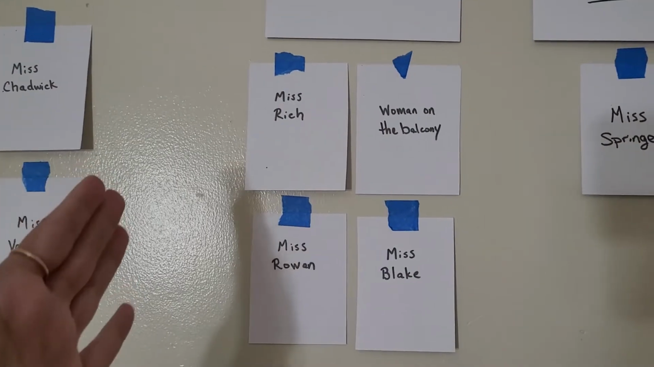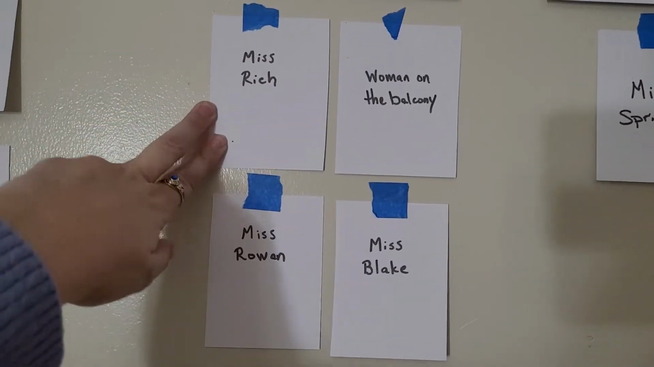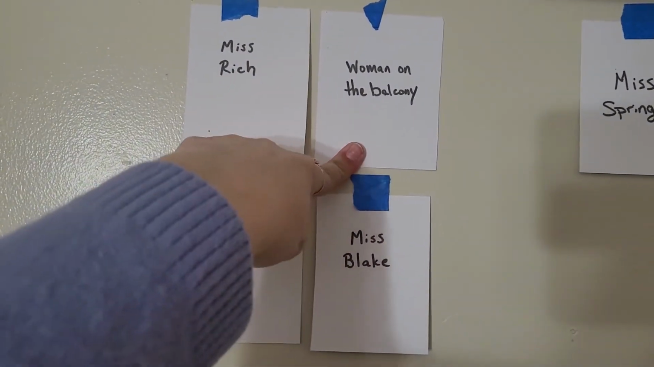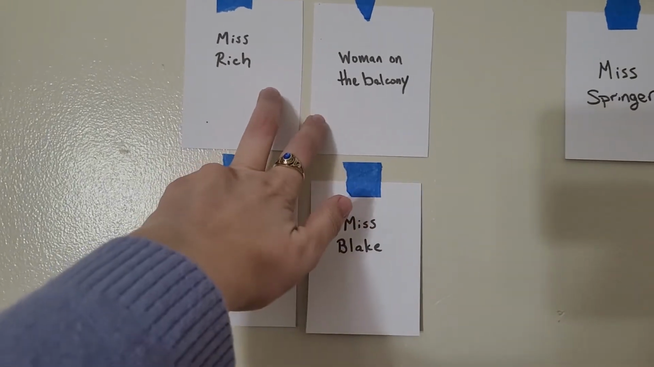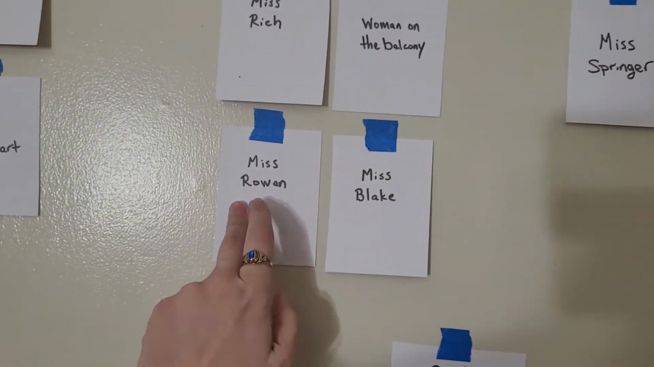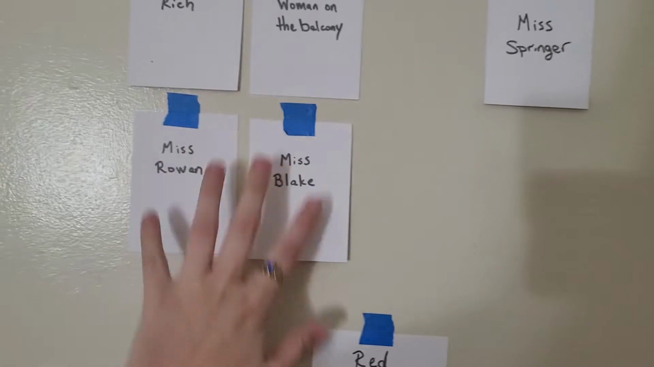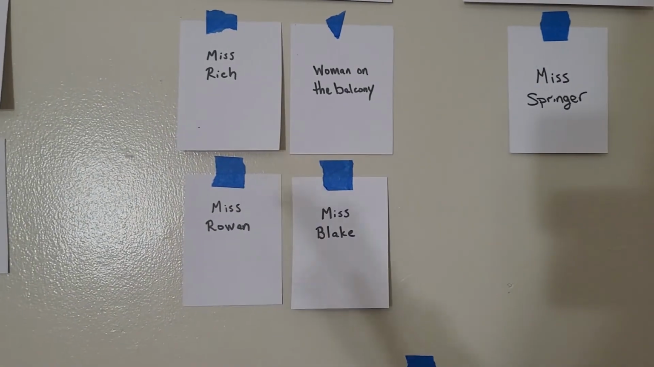We have our suspects. My number one, of course, is Miss Rich, who I also think is the woman on the balcony. But it could also be Miss Rowan or Miss Blake. So there we go. Those are my suspects that I think may have done it.